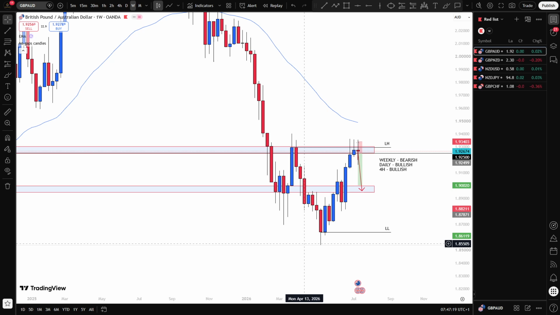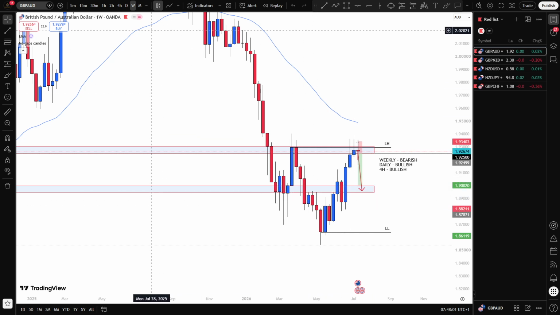So this is 2 weeks now that I've not been able to get any high probability trade. On this GBP AUD, the weekly time frame is bearish. You can see this is the lower low and this is the lower high. So price retraced back and wicked above this lower high, but did not body candle close above.